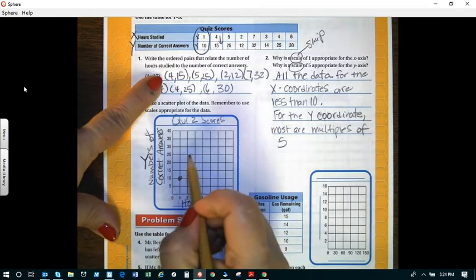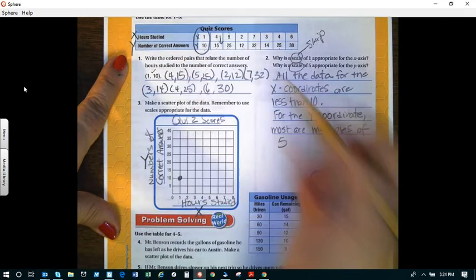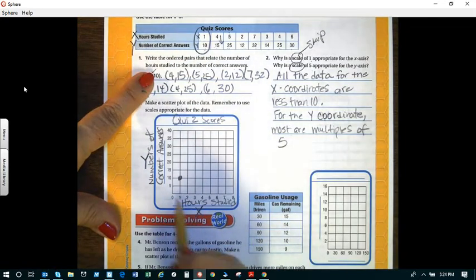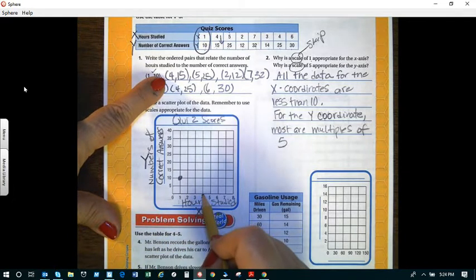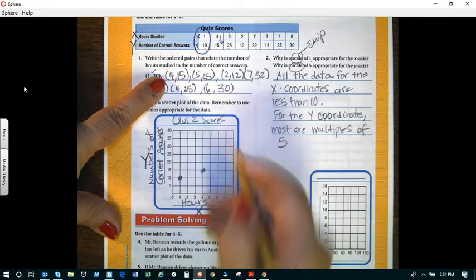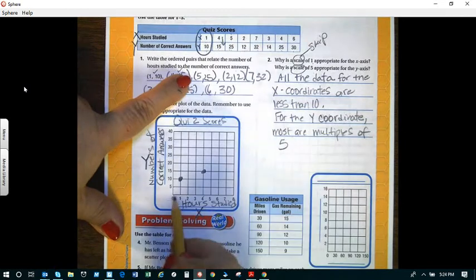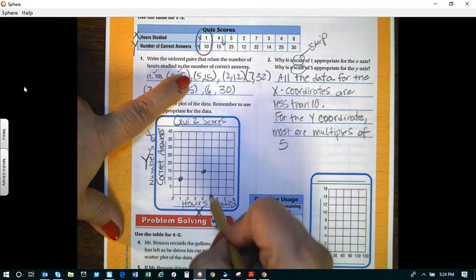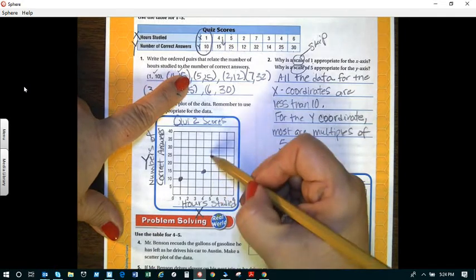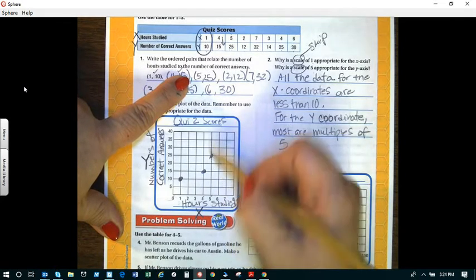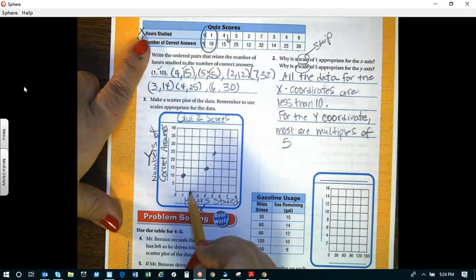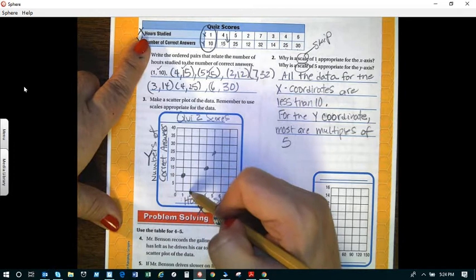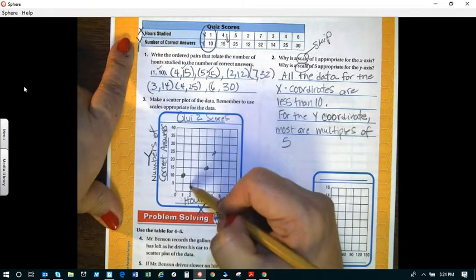The next one, and if you get confused, put a check mark above it so that you know that you've gotten it. I'm going to start at my point of origin. I'm moving to the right to 4, and I'm going to move up on the y-axis to 15. The next one, I'm moving from my point of origin to 5 on the x-axis, and I'm moving up to 25. Next one, I'm on 2 to the right on the x-axis, and then I'm going to be climbing up to 12. So here's my 10, 11, 12.